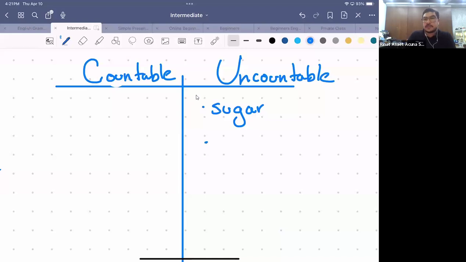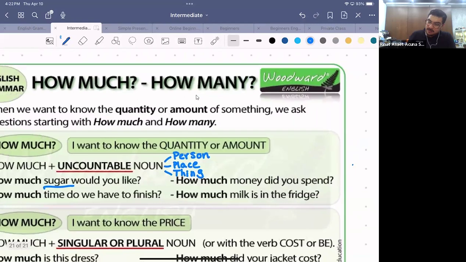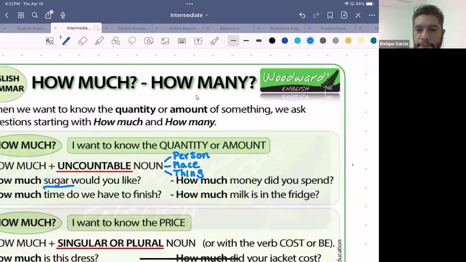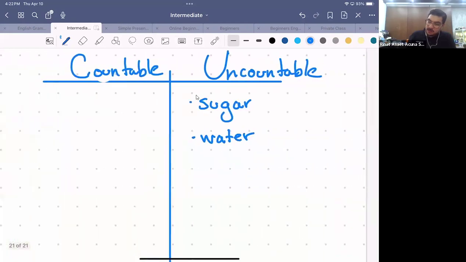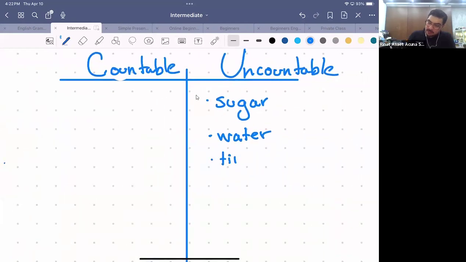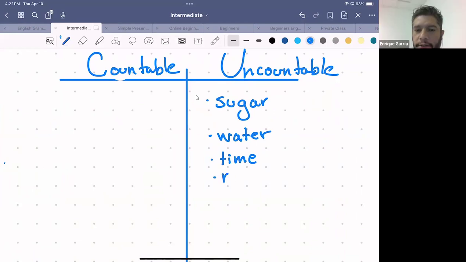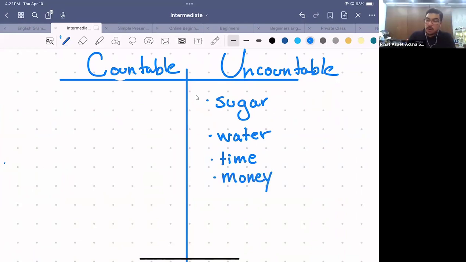What else? Water. Water is uncountable. What else do they say here? Time. And money. Yes. So these are uncountable nouns. Uncountable means you can't count it. For example, sugar. You don't count sugar. Or can you count sugar or no?